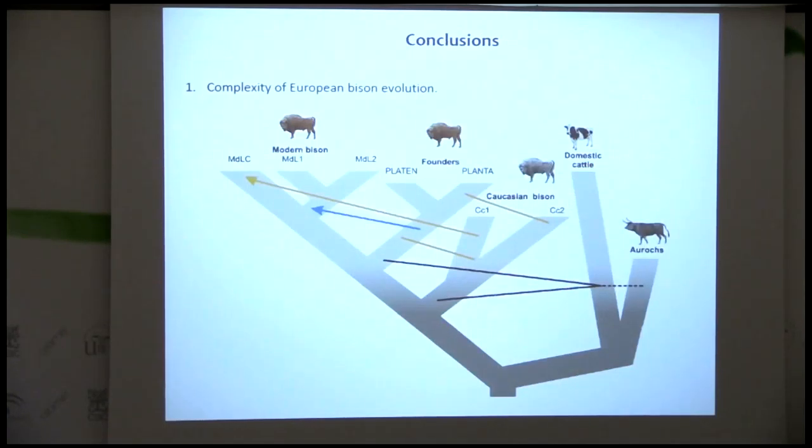So to conclude, our studies have revealed the complexity of European bison evolution, and this complex history involved many admixture events, resulting not only from the captive breeding program, that's the gene flow from founders to modern bison or from Caucasian bison to modern lowland Caucasian bison, but also admixture between lowland and Caucasian bison, which occurred prior to the establishment of the captive breeding program, and also an ancient admixture between European bison and the Bos cattle lineage.